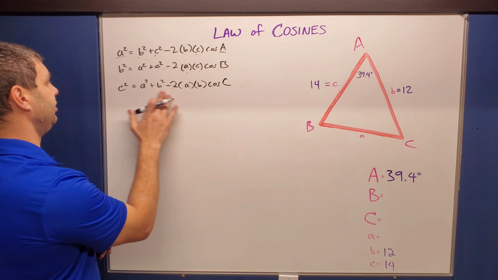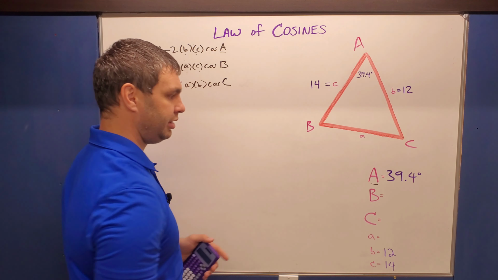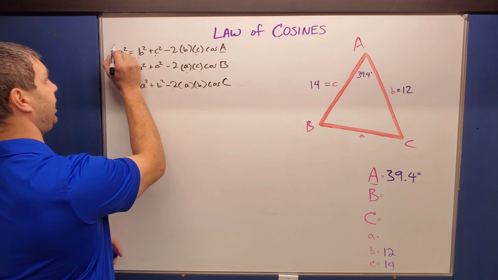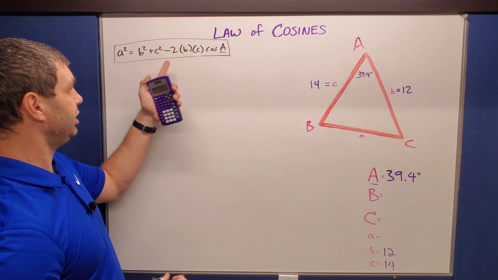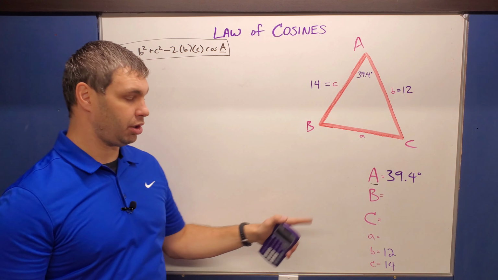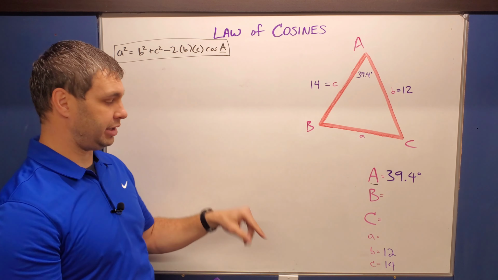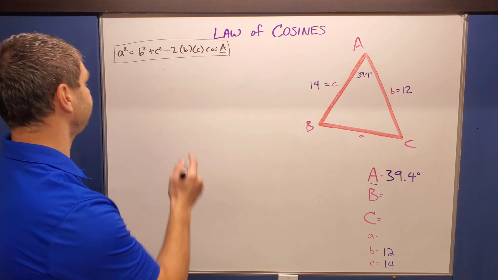In the one that we have, the one that I want to use is going to be the capital letter of the angle that I have, in this case A. So I'm going to use this top version: a squared equals b squared plus c squared minus 2bc times the cosine of A. Let me put those missing parts into this equation, the little b, little c, as well as capital A, and watch what happens.